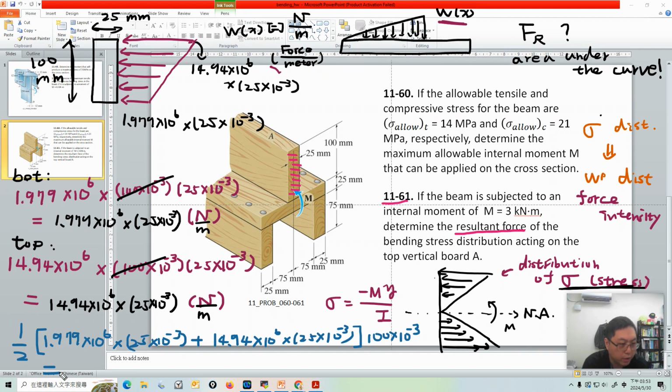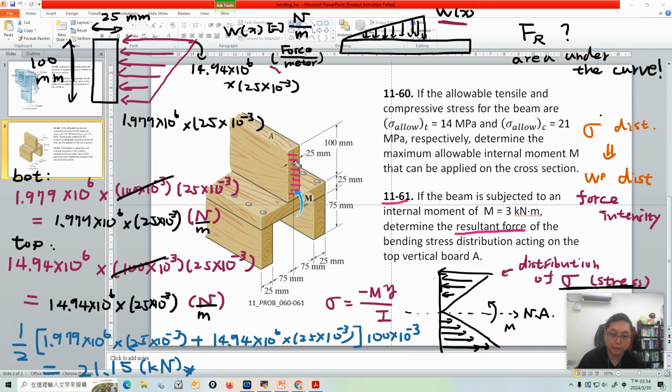1.979 plus 14.94, times 10 to the power 6 times 25 times 10 to the power minus 3, times 100 times 10 to the power minus 3, divided by 2. So you will get 121.15 kilo Newton. That's the resultant force acting on this surface.